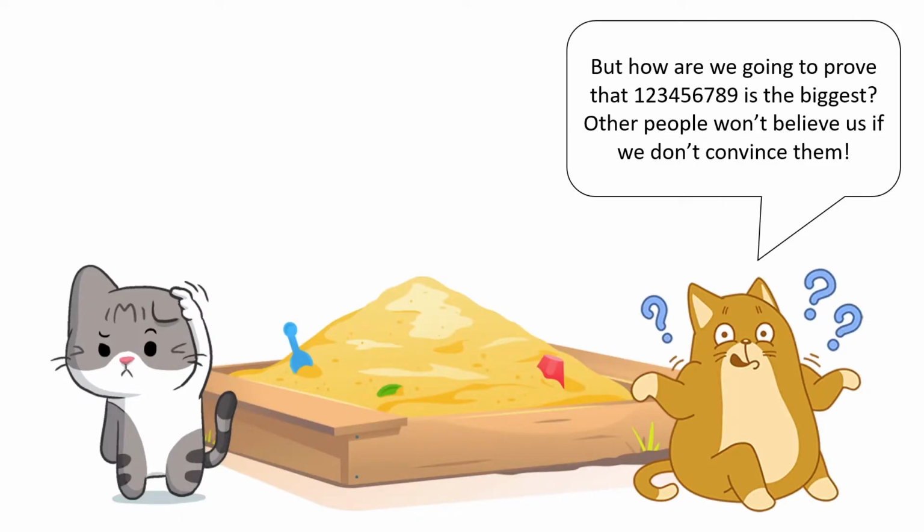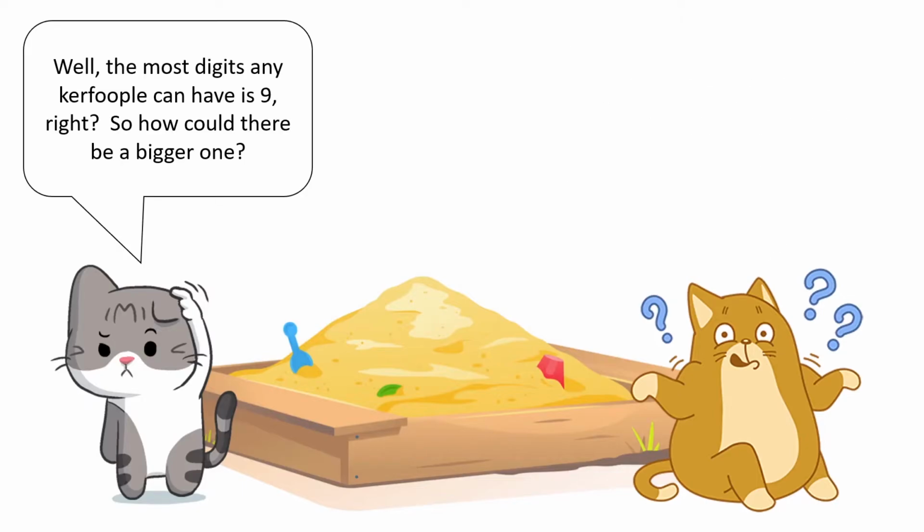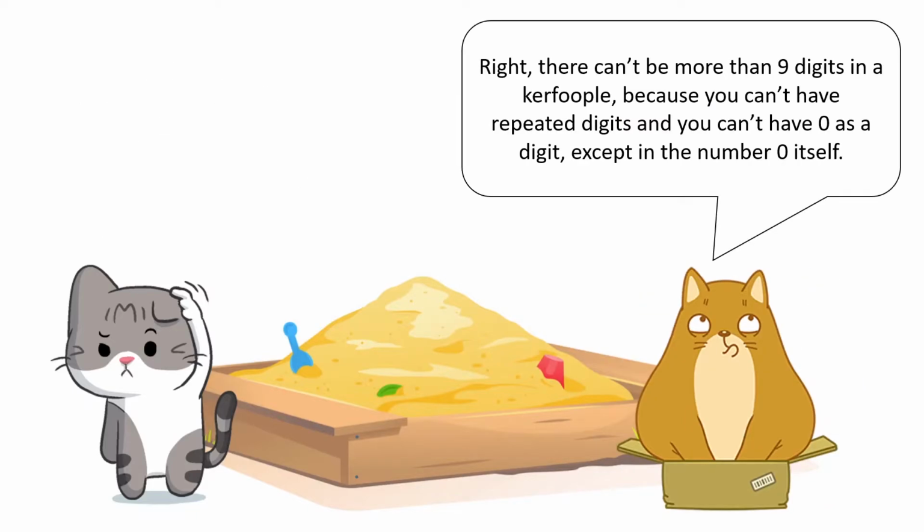Well, a first attempt might be something to do with the fact that you can't have any more digits than 9 in any Curfupal. So the most digits that a Curfupal can have is 9, right? So if there was a bigger Curfupal than 1, 2, 3, 4, 5, 6, 7, 8, 9, it would have to have 9 or more digits, but it can only have 9 digits, so it would have to have 9 digits. And then from there, the digits have to be in order, so that goes most of the way towards a convincing proof.